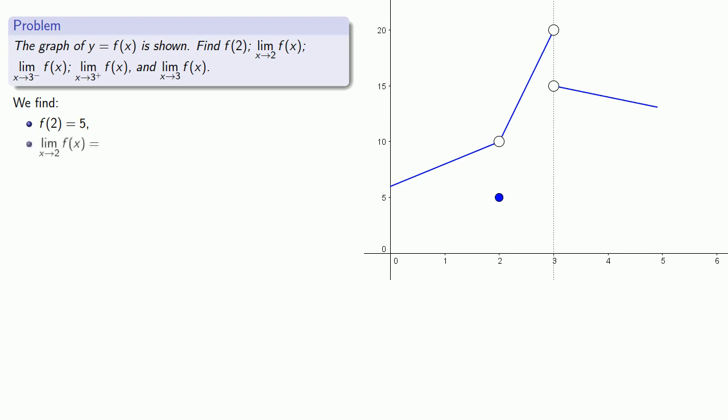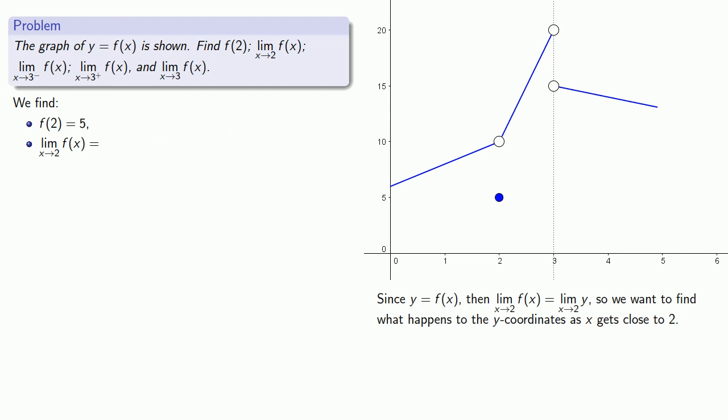What about the limit as x approaches 2 of f of x? Since y is equal to f of x, then the limit as x approaches 2 of f of x is equal to the limit as x approaches 2 of y. So we want to find what happens to the y coordinates as x gets close to 2. So let's start with a point on the graph and move towards x equals 2. We should also start with a point that is beyond 2 and move backwards towards 2.